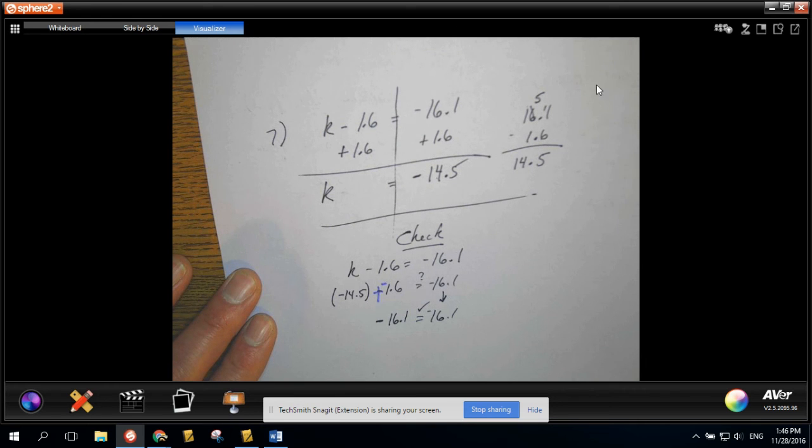So that's how we do one-step equations, guys, that involve adding and subtracting.